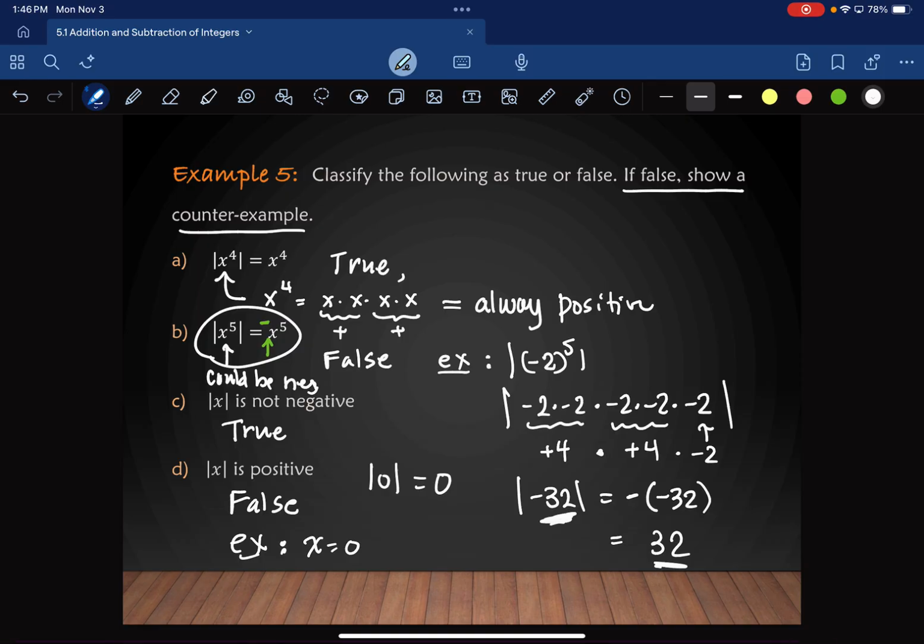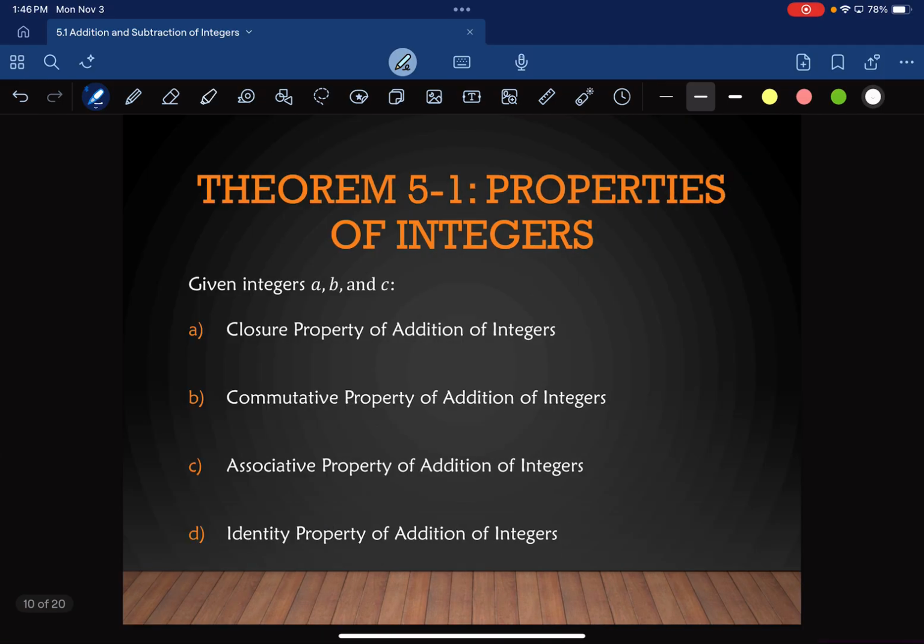All right. Let's take a look then at properties of integers because they sort of kind of came up in the middle of that problem.